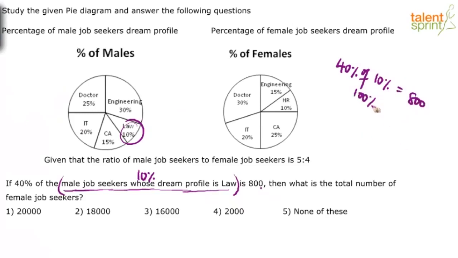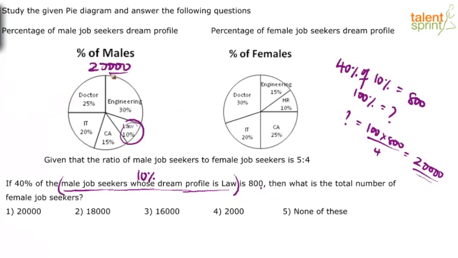100% is equal to what? This calculation needs to be done. Now 40% of 10% is 4%. 4% is 800. 100% equals to what? When you cross multiply, you will get 100 into 800 by 4. So this comes out to be 20,000, which means the total number of males is 20,000.